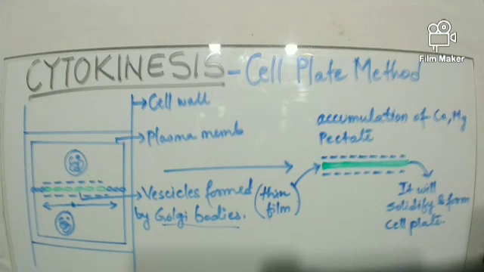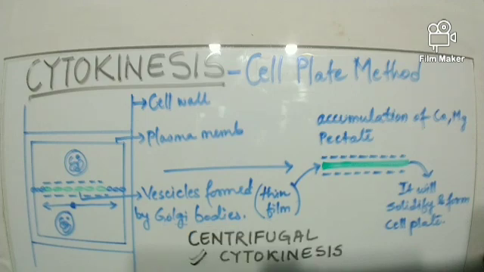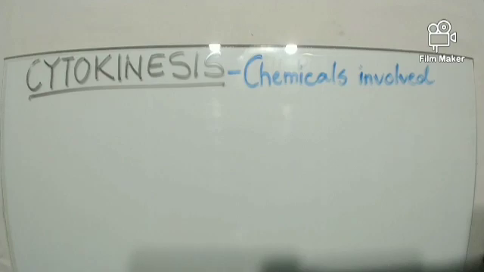In the previous method of cytokinesis, we saw that the furrow formation was taking place from the periphery and proceeding towards the center. But here we can see that cytokinesis is proceeding from the center towards the end. So here we can say that this type of cytokinesis is the centrifugal type of cytokinesis. So this is centrifugal cytokinesis.